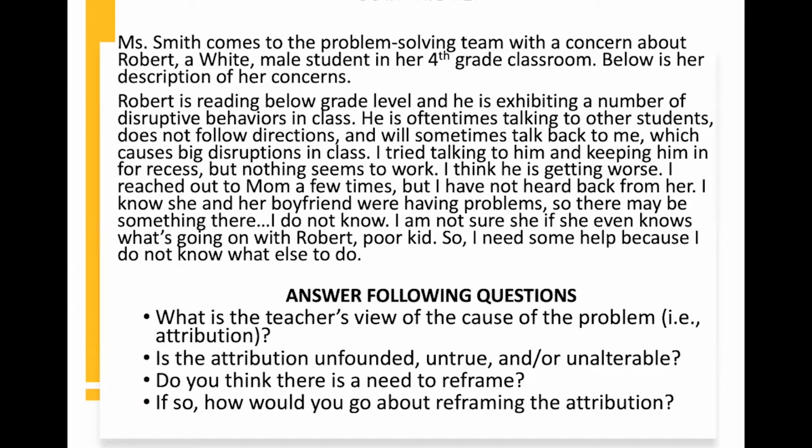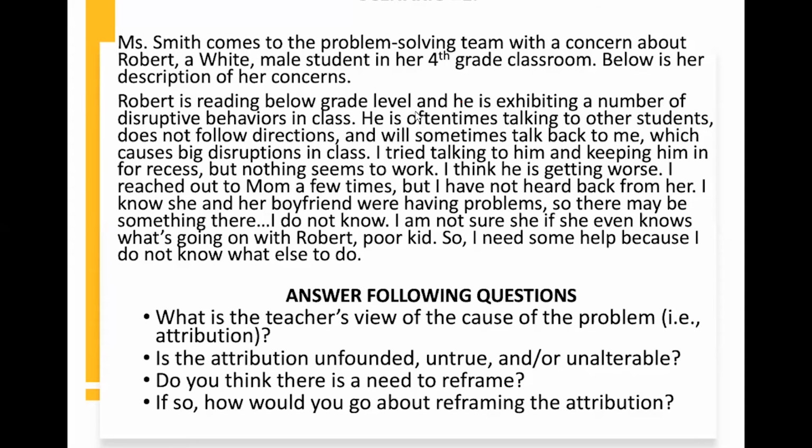So this is a situation that you might commonly find happening in school-based settings. And what I want us to do is just think through, can we recognize deficit-based attributions? Can we recognize when they are untrue, unfounded, or unalterable, and can I think about how I would reframe it? What would I say? Okay, so I'm gonna read it out loud, but certainly please feel free to read it also on the screen.